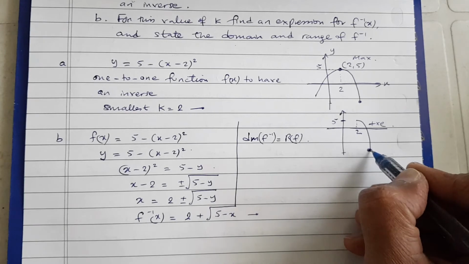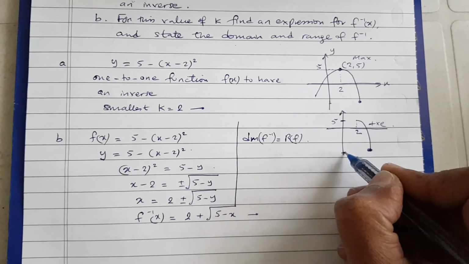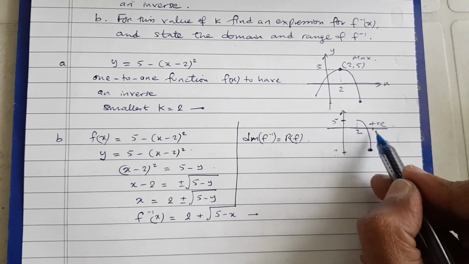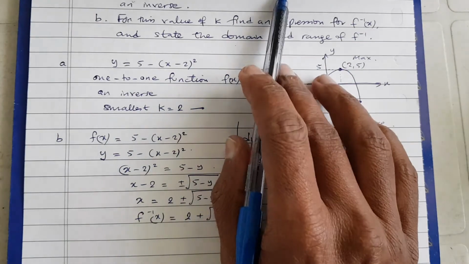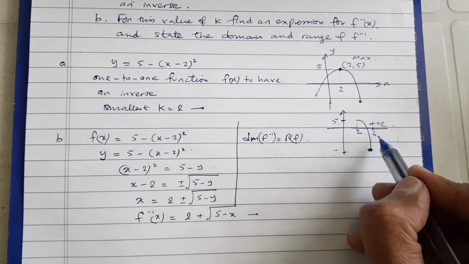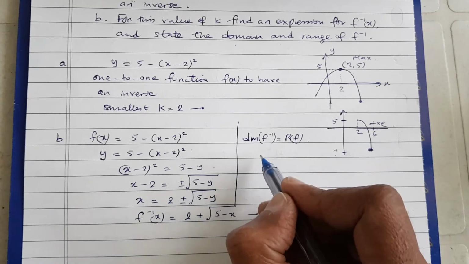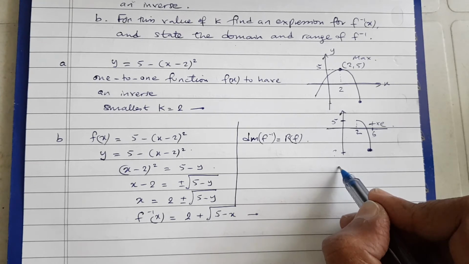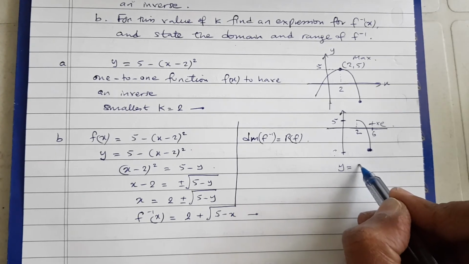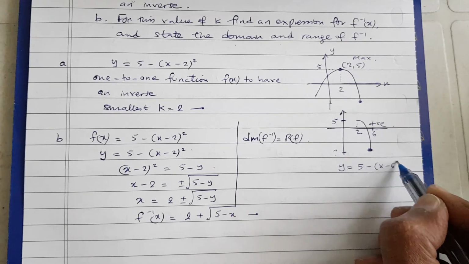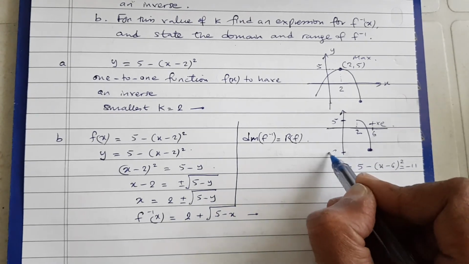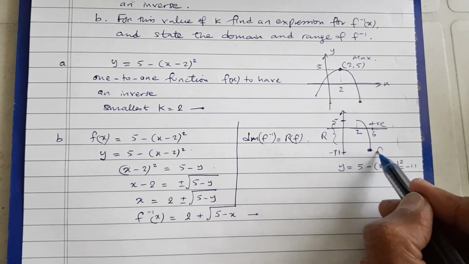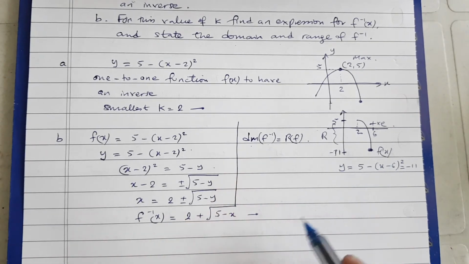This is what we didn't find in the beginning, right? So I need to find this point here. Now remember that here we go from k to 6, from 2 to 6. So if you substitute 6 into the equation, we get y equal to 5 minus (6 minus 2) squared, which is then minus 11. So this becomes minus 11. That's the range. This range for f(x) is the domain for f inverse of x.